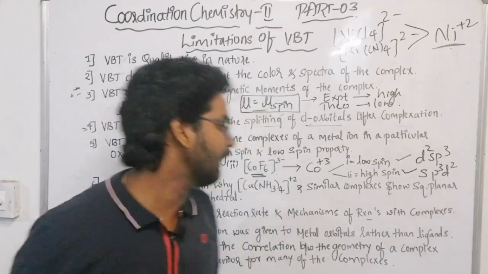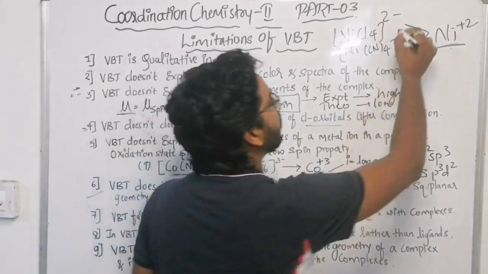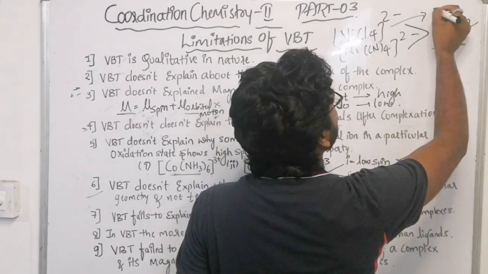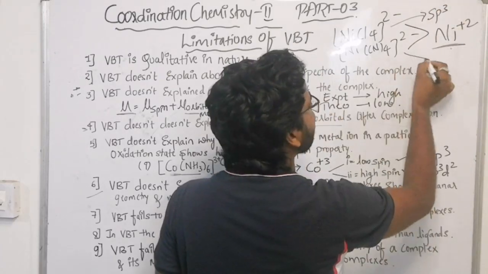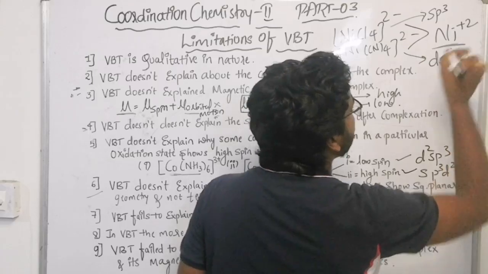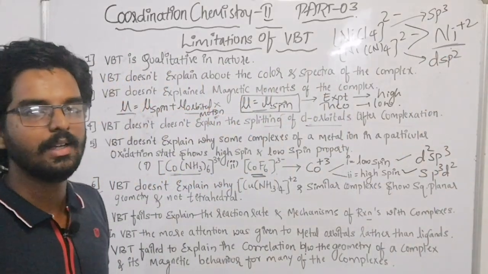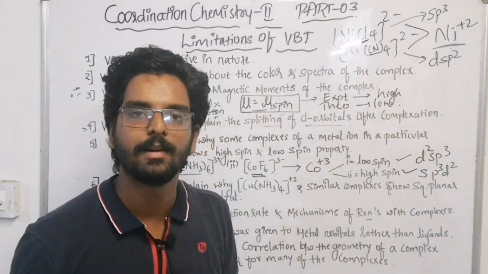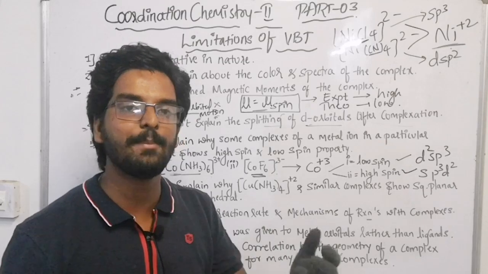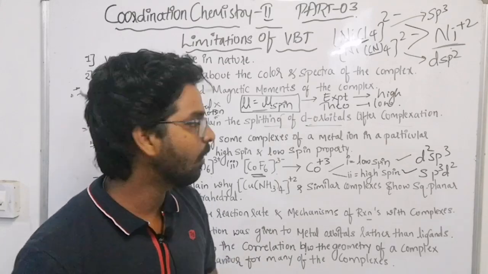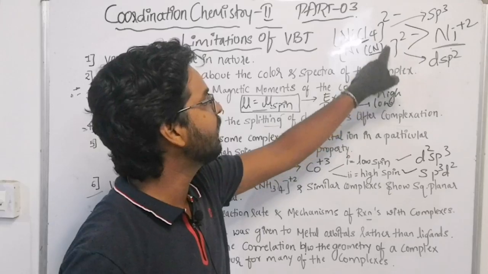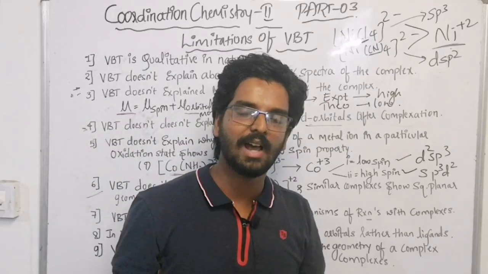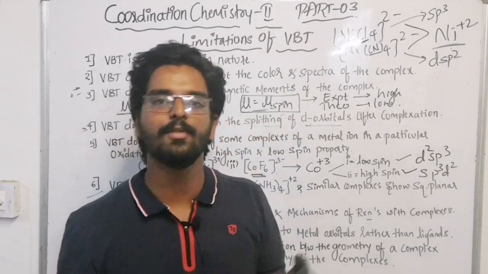So see here, NiCl4 is a tetrahedral one, with sp3 hybridization. [Ni(CN)4]2- shows dsp2 hybridization. Why dsp2? Because of the strong ligand, and sp3 because of the weak ligand, we say. But VBT never explains about the type of the ligand here. Again the confusion starts. So whenever the coordination number 4 is there, that means the coordination complex is either tetrahedral or square planar. Confusion.